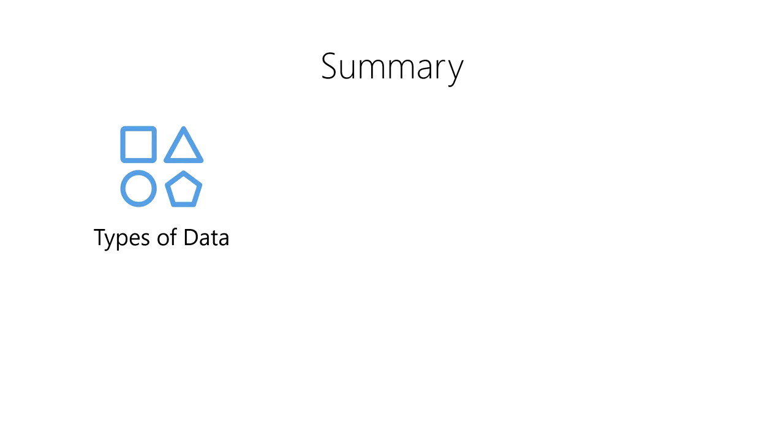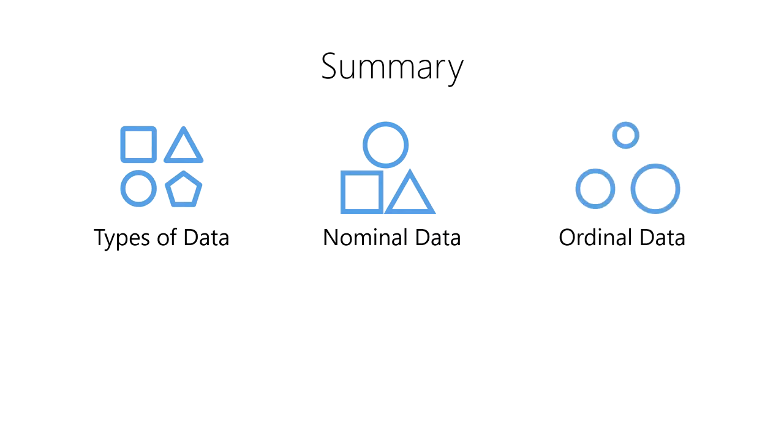In this module, we learned about the various types of data that we encounter in data science. First, we learned that data are divided conceptually into two main types, categorical data and numerical data. Next, we learned about nominal data, named categories without a natural rank order. Then, we learned about ordinal data, named categories with a natural rank order.